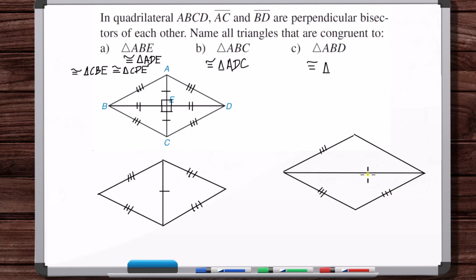These sides are congruent. And we have a common side here. So by side, side, side, triangle ABD is congruent to triangle, let's see the vertices, so that would be triangle CBD.